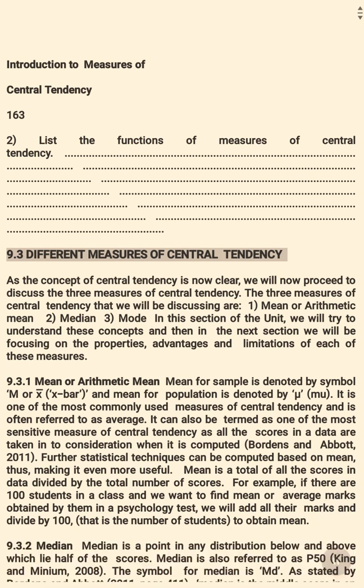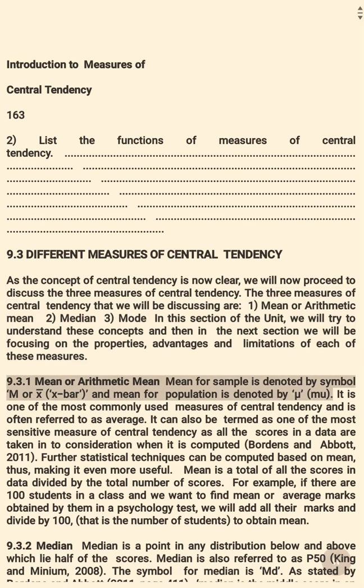9.3 Different measures of central tendency. As the concept of central tendency is now clear, we will now proceed to discuss the three measures of central tendency. The three measures that we will be discussing are: 1. Mean or arithmetic mean. 2. Median. 3. Mode. In this section of the unit, we will try to understand these concepts, and then in the next section we will be focusing on the properties, advantages, and limitations of each of these measures.